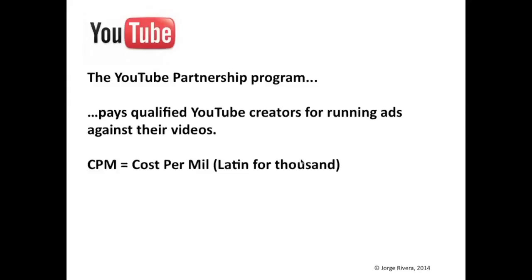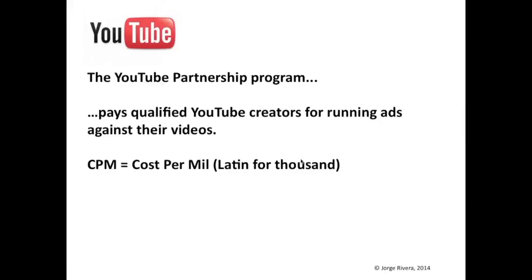And the metric that's most important to us, the one that creates all of that revenue for those creators, is called the CPM, which is an acronym for cost per mil, which is Latin for 1,000. So the idea is that for every 1,000 views that a piece of content gets, YouTube will pay the creator of that content a certain amount of money for every 1,000 views.